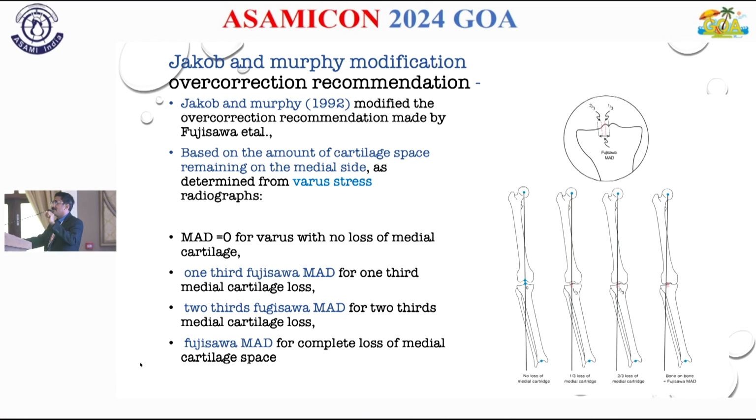So suppose there is no medial cartilage loss, then the MAD should be through the 0. That is, you can pass the final mechanical axis through the center of the knee joint. Suppose a 1/3 loss is there, then that's the 1/3 point, like that 2/3 or full MAD. So that is about the final future mechanical axis.